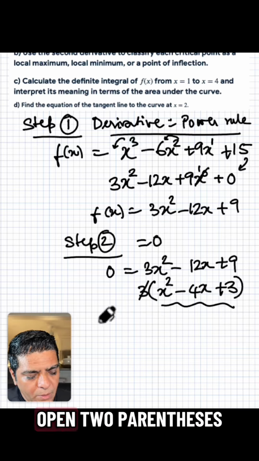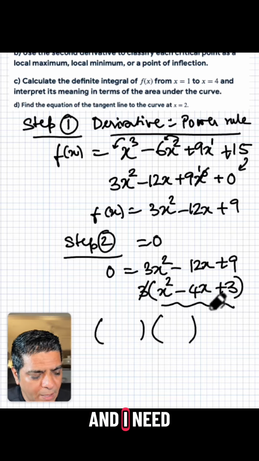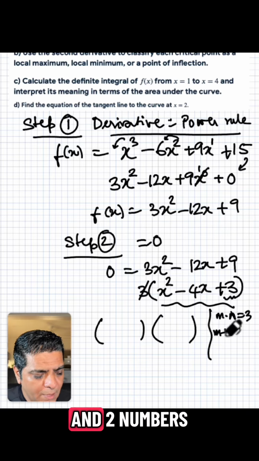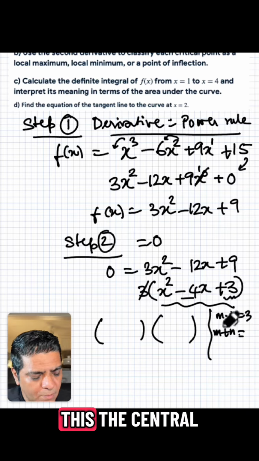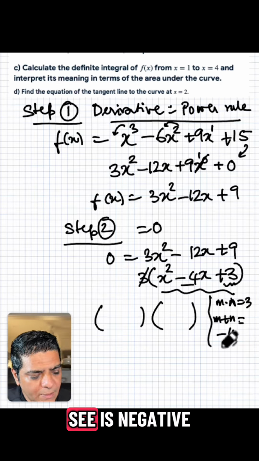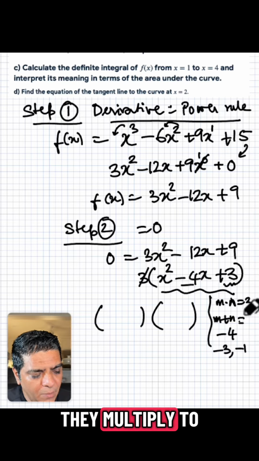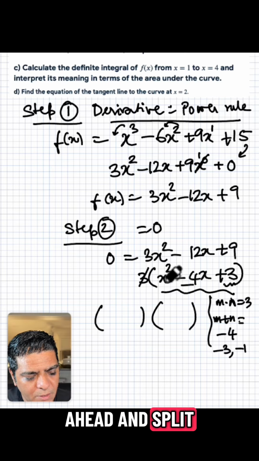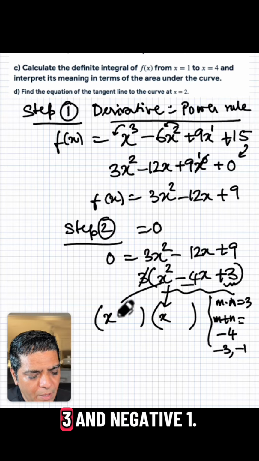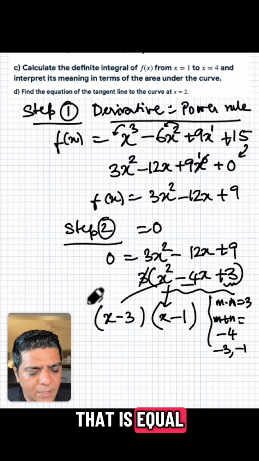Okay, so I'm going to open 2 parentheses to factor that, and I need m times n equal to 3, and m plus n, 2 numbers, equal to negative 4, the center coefficient. Those numbers we can quickly see are negative 3 and negative 1. They multiply to 3 and they add up to negative 4. So let's split up our x squared here. So that's x and x. So we can write negative 3 and negative 1. That is equal to 0.